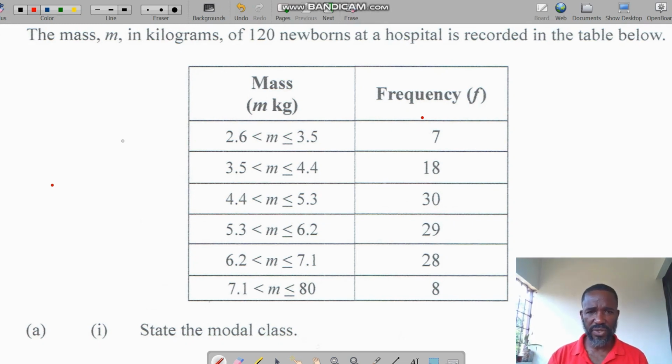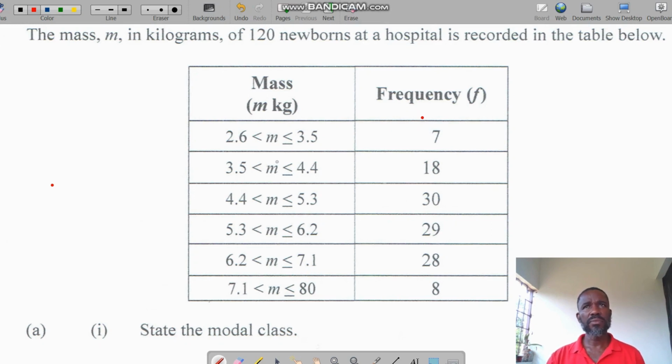To 8 kilograms. I assume that is 8. It says 80, but I'm sure that is supposed to be 8 kilograms rather than 80. Yes. So what they want to know, state the modal class.